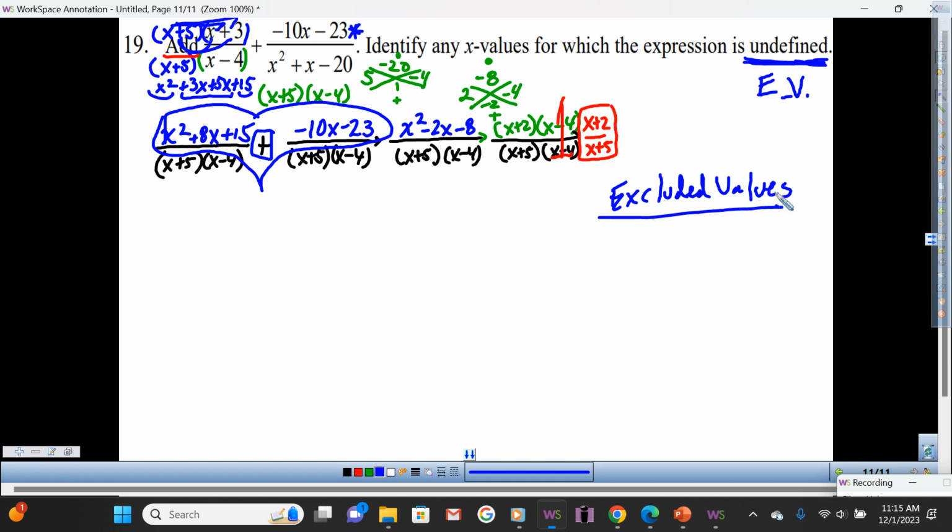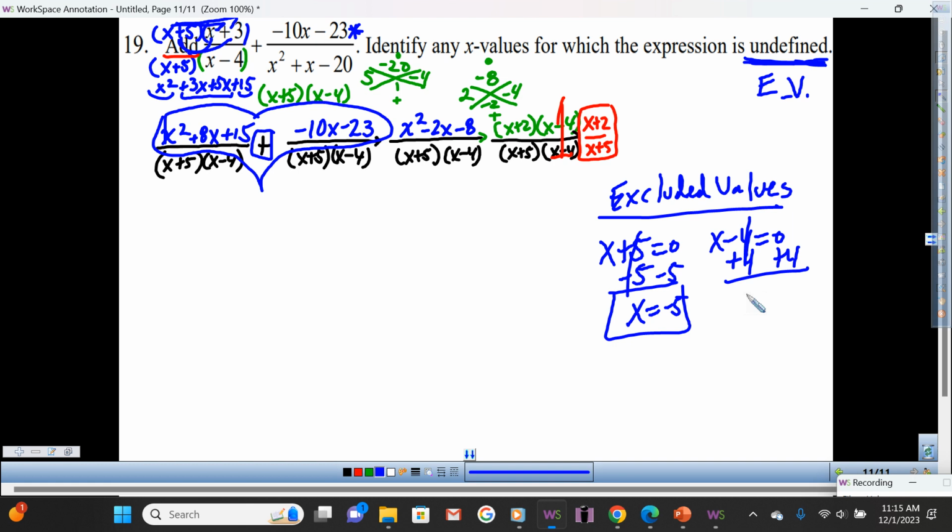So, for the sake of time, what are the excluded values? Well, the denominator or the common denominator. So the original denominator for the first one was x minus 4. For the second one was x minus 4 and x plus 5. So that means I take x plus 5, set it equal to 0, and x minus 4 equal to 0, and we solve. Minus 5 minus 5, x equals negative 5, plus 4, x equals 4. So my excluded values are negative 5 and positive 4.